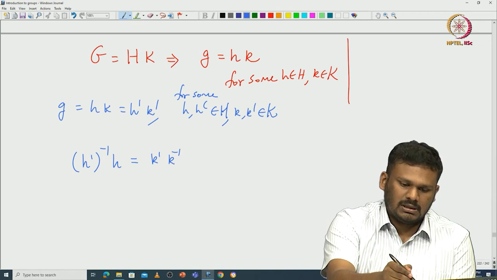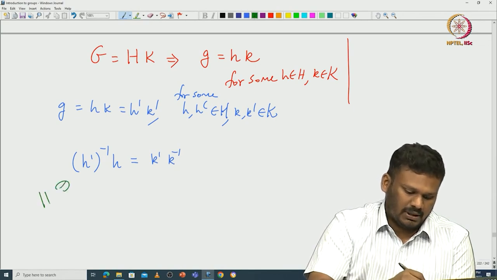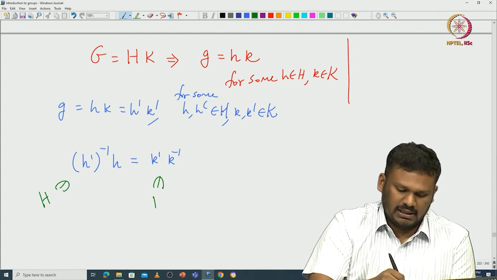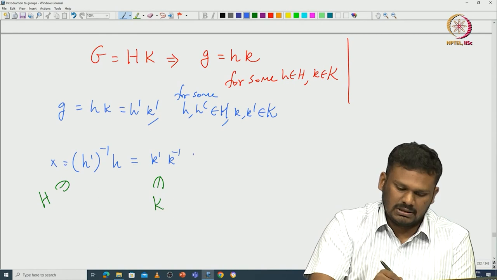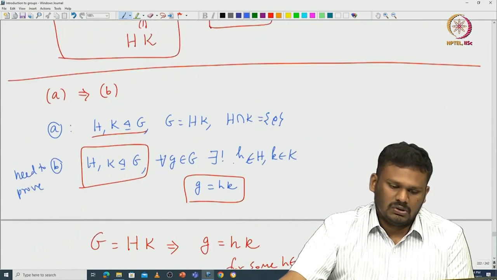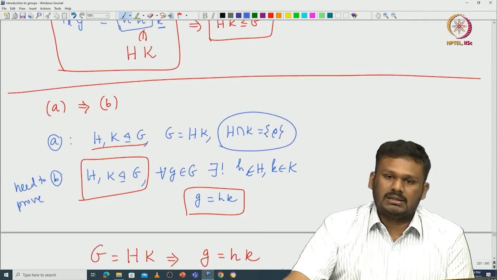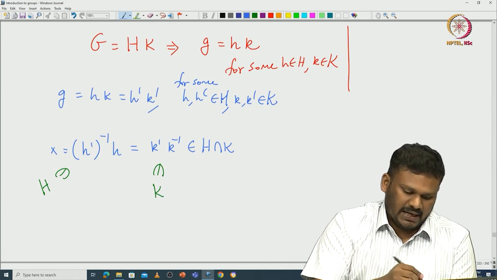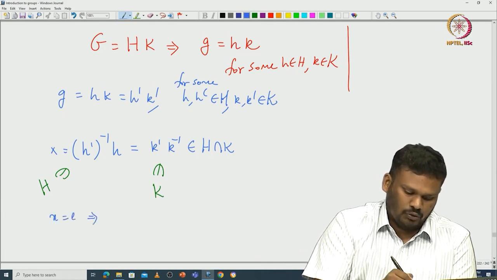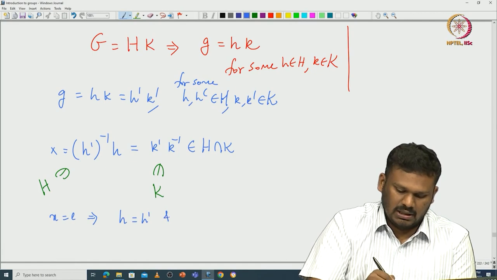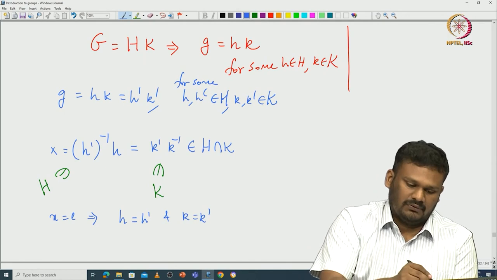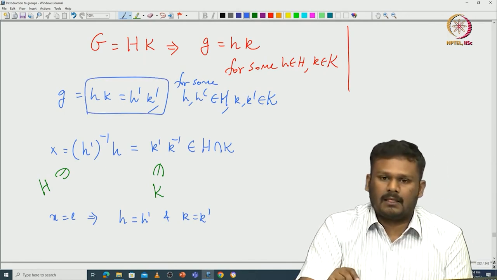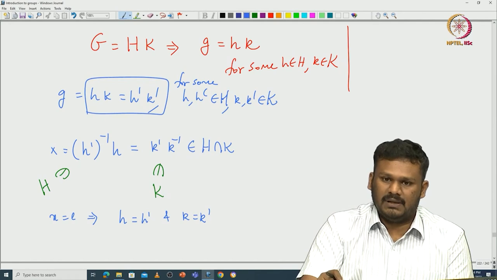But this is inside capital H, this is inside capital K. So that means whatever this element, call it X, this is going to be inside H intersection K. But what is given? So given is H intersection K is identity. So that means this X has to be identity. So that will force that H equal to H dash and K equal to K dash. Okay. So that proves uniqueness of the tuples HK. Okay. So that proves A implies B.